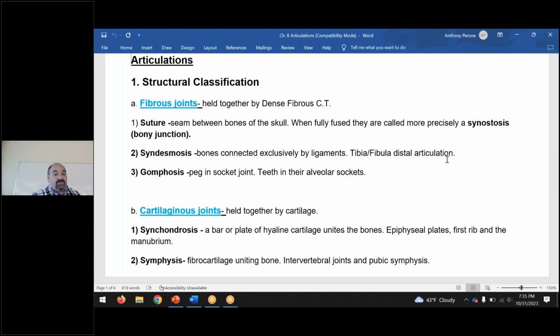Bones connected exclusively by ligaments, and really superior up above it. So it's kind of like a band of ligament tissue connecting bone to bone, right? Ligaments connect bone to bone. Muscles are connected to bone via tendons, okay? But ligaments, bone to bone. So syndesmosis, it's a fibrous joint. Should there be much movement going on? No, okay? So let's go down to cartilaginous joints.